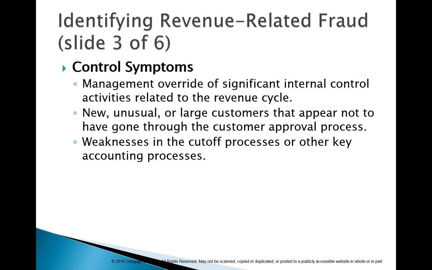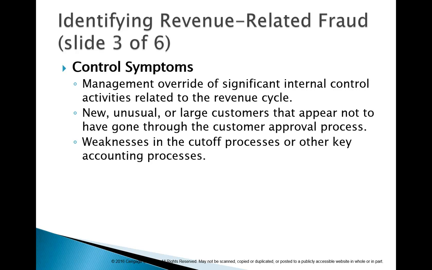And if they feel like this is a legitimate customer that they can extend credit to, then they'll put them on an approved customer list, so that every time a customer sends over a purchase order, you don't look them up if they're already on the approved customer list. So you keep an approved customer list, but if you're noticing large customers making transactions right near year end, and these customers don't appear on the approved customer list, doesn't appear to have gone through the approval process to extend credit, that might make you a little bit suspicious that these are fake customers just to record fake sales right at year end. And then weaknesses in the cutoff process or other key accounting processes.